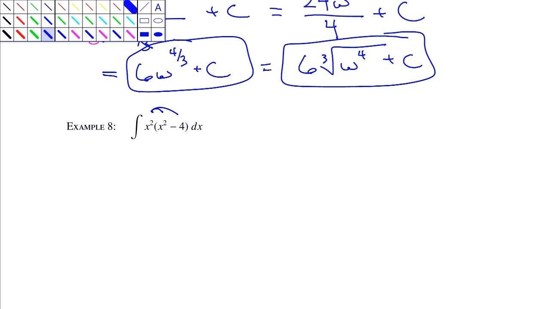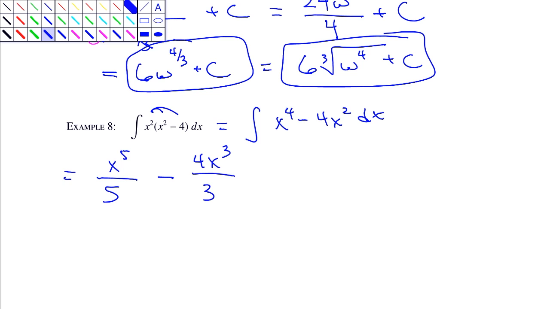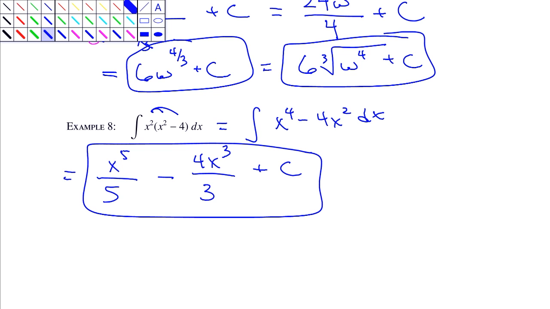There's the new power there. You need the new power here. Well, that's an exponent. You can't cancel an exponent. That's a number. Let's see what you get. All right. So raise the power by 1 makes x to the 5th divided by 5. Raise the power by 1 makes x cubed divided by 3 plus c. And that's it.